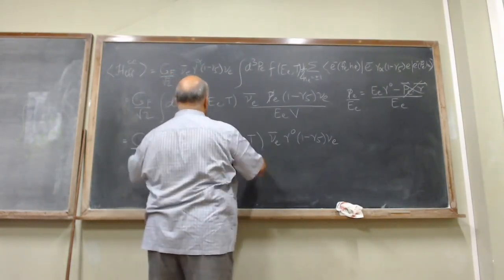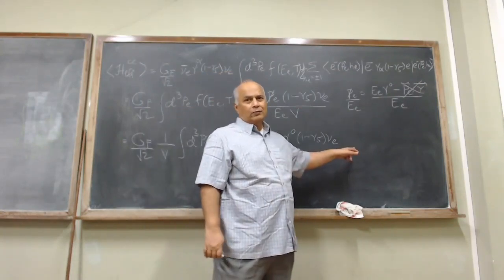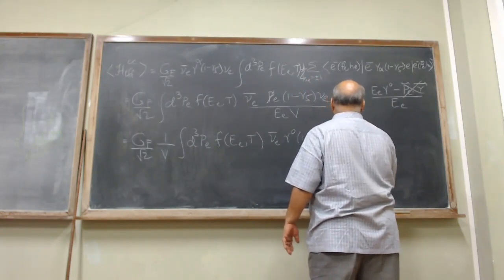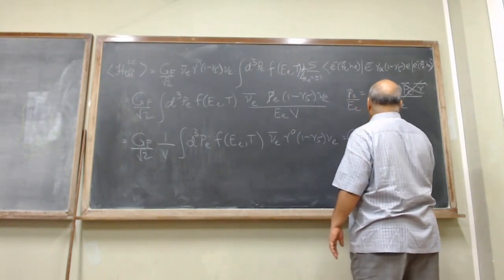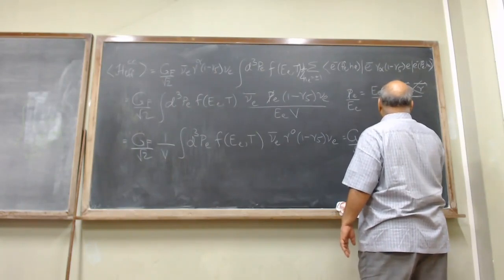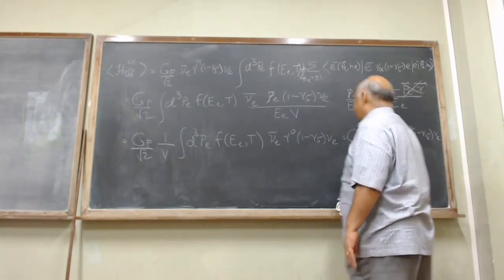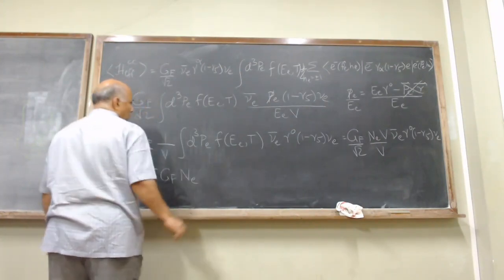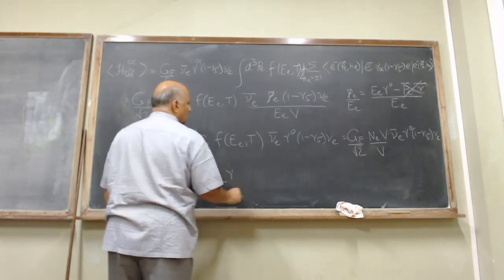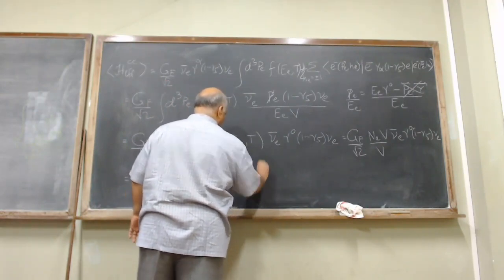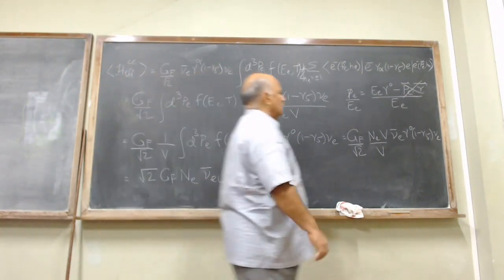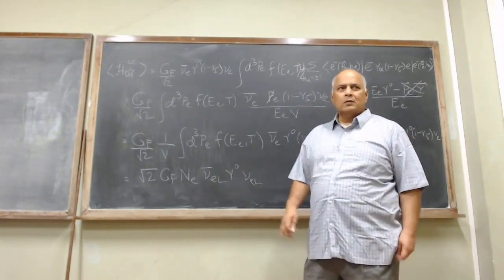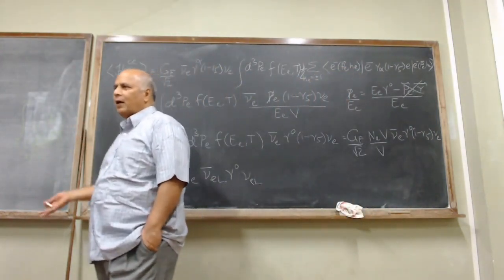So the integral is only this part, because this is now independent of anything to do with electron momentum, and that is GF by root 2 Ne by V, and mu bar gamma 0, which is root 2 GF Ne, mu bar L gamma 0. I pull it out, and (1 minus gamma 5) by 2 is gamma L. So I write in terms of the left chiral neutrinos, which are the ones which anyway have the weak interaction.